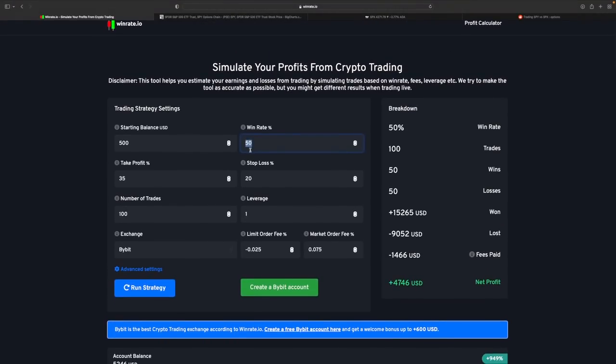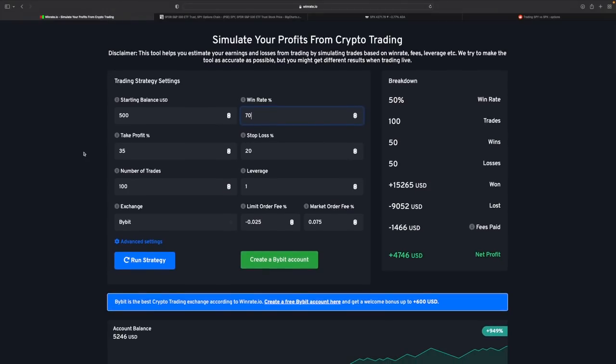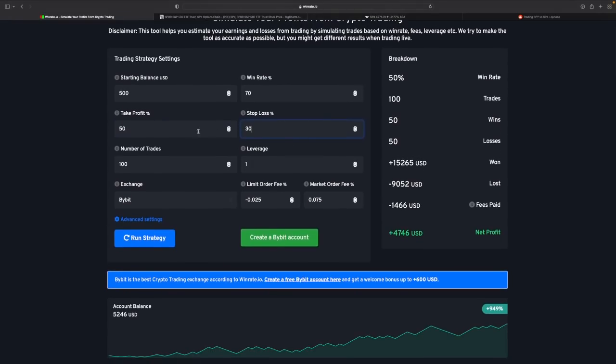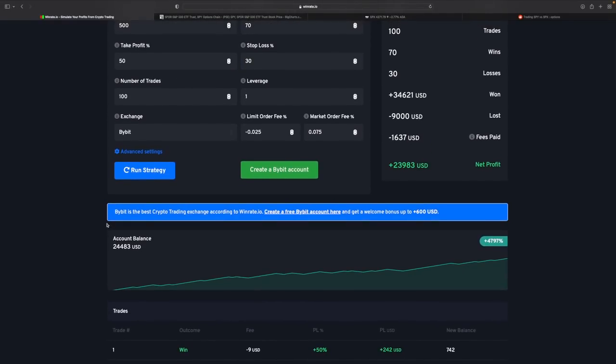And using the principles which I will teach you in this one, your win rate should be more than 70%. Theoretically should be more than 70%. And if you can achieve that, amazing. Now, again, let's say you want to take profit at 50%. It won't happen all the time, but let's say you're doing that and your stop loss is wider. Let's say it's a 30% stop, but everything else is the same. And then you see your account is $25,000.